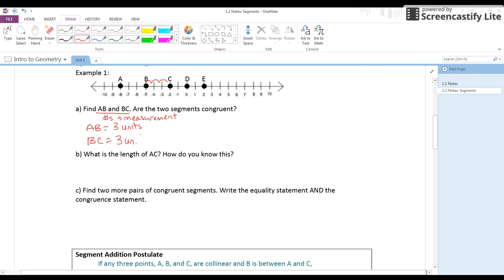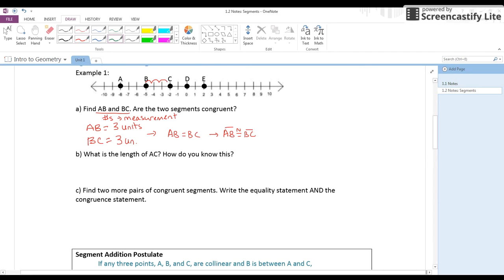So something else to think about here is the logic behind the problem. So we know AB is now equal to BC because 3 is equal to 3. So those measures are equal. And remember, we said equality is tied to congruence. So if they're equal, then they must be congruent. Pretty awesome, right?